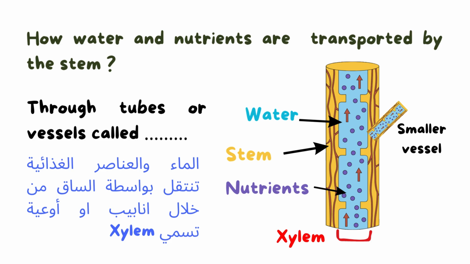how are water and nutrients transported by the stem? Can you think with me in this part? Yes, how are these water and nutrients transported by the stem? Yes, through tubes or vessels called what? Xylem. Okay, as the stems contain tubes or vessels called xylem.